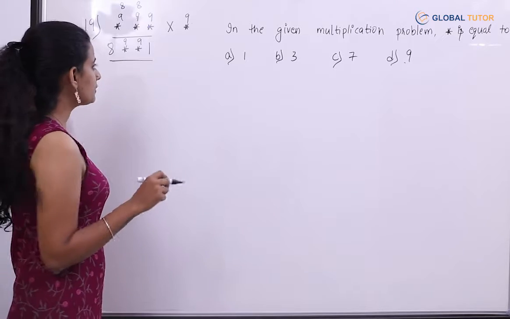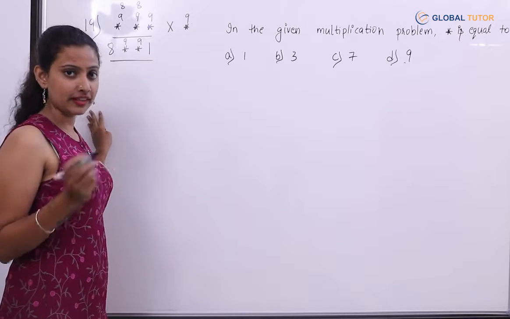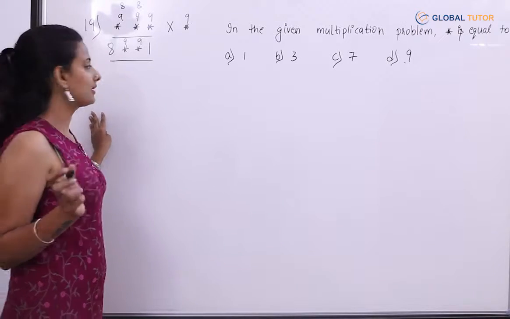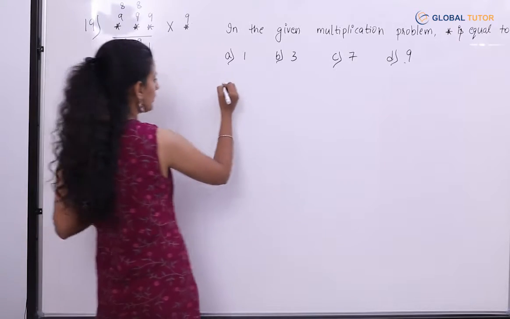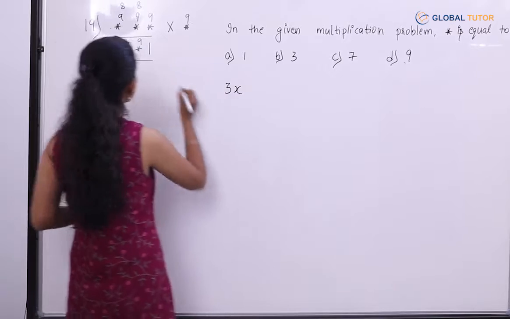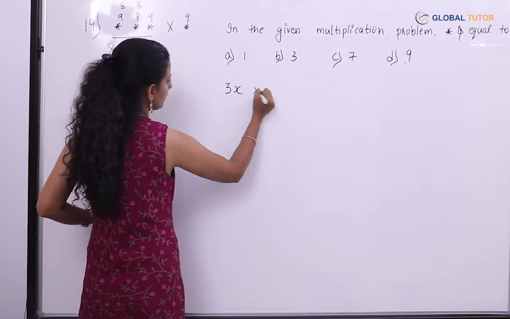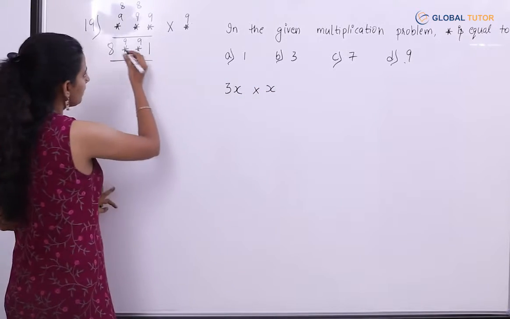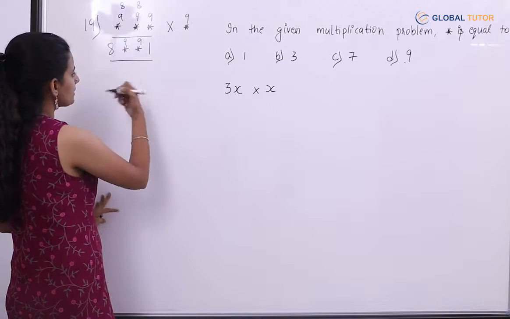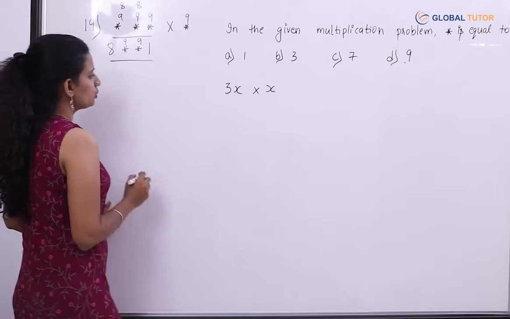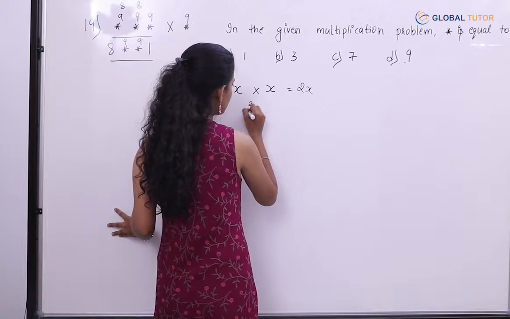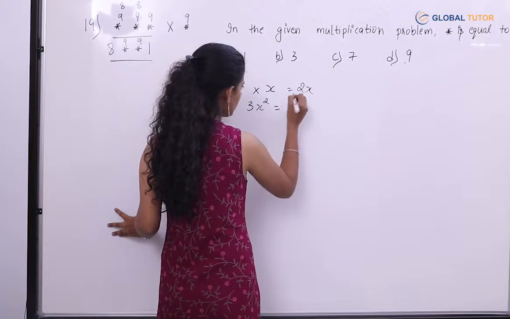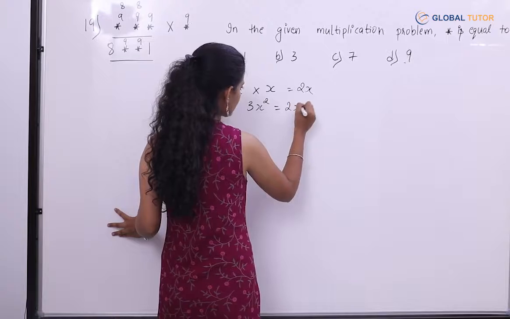But can we use sum of the digits method here and solve this same question? Yes. So here you have 3x. So you can write it as 3x into another x. And then the answer is 8 plus 1 is 9. So discard and we've got 2x. So which is equal to 2x. So this is 3x square is equal to 2x.